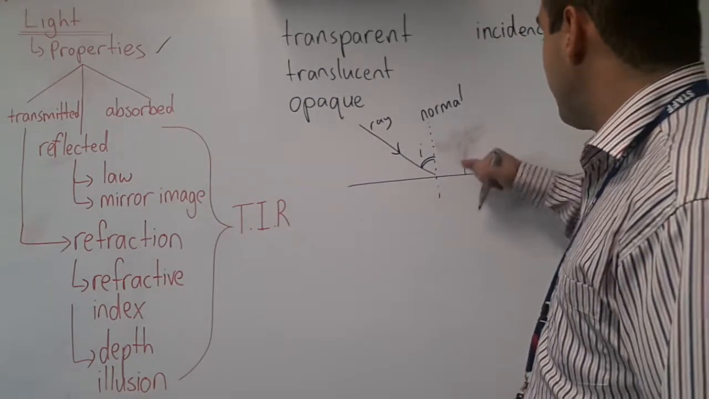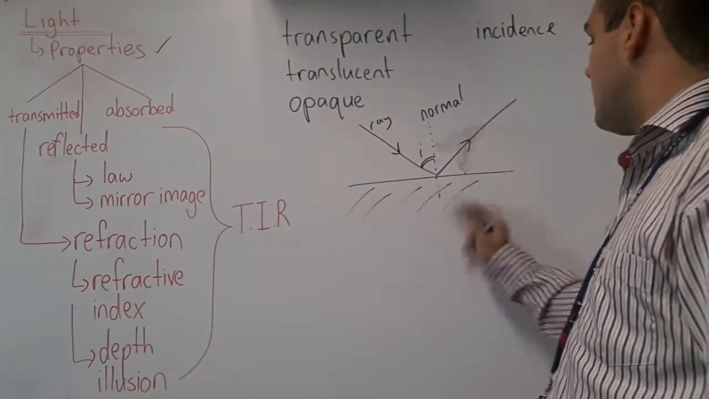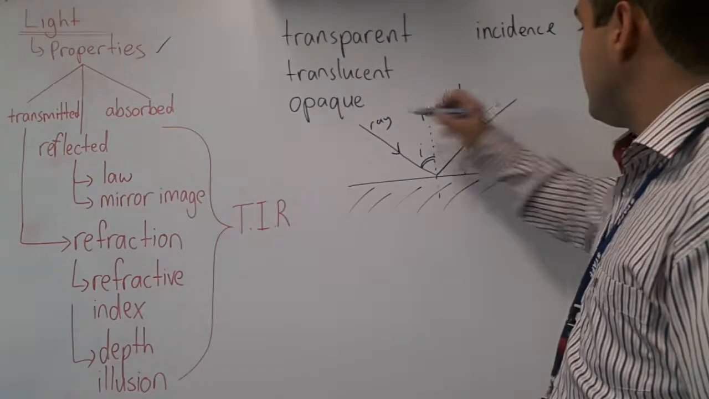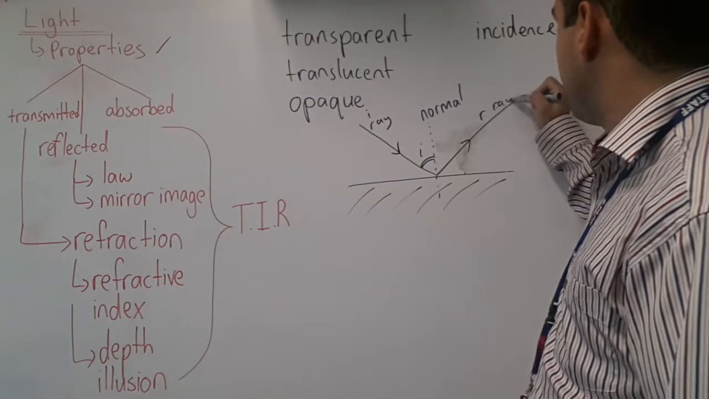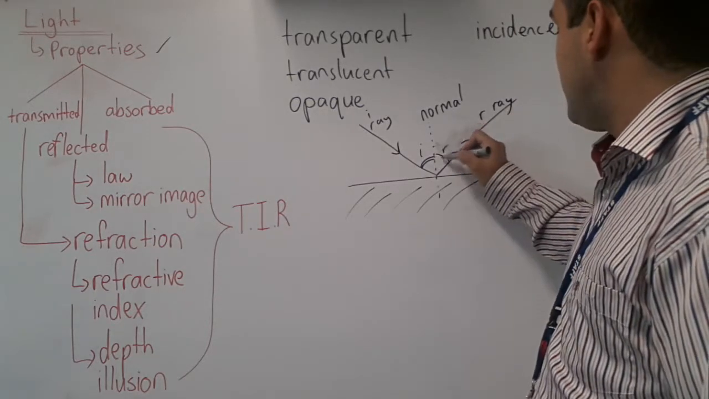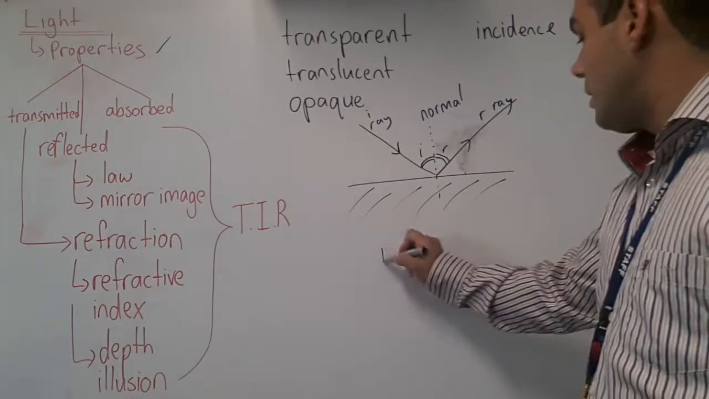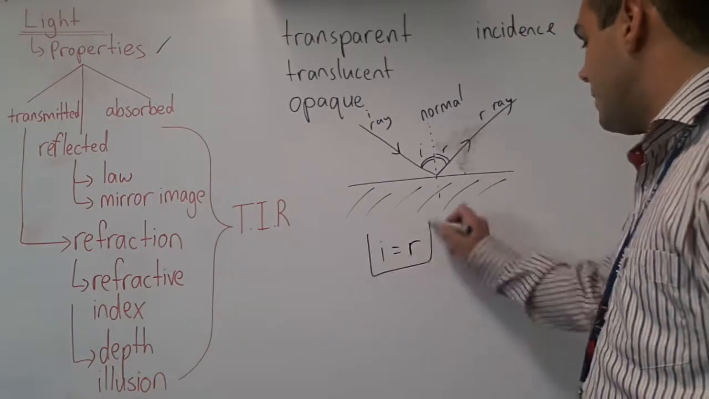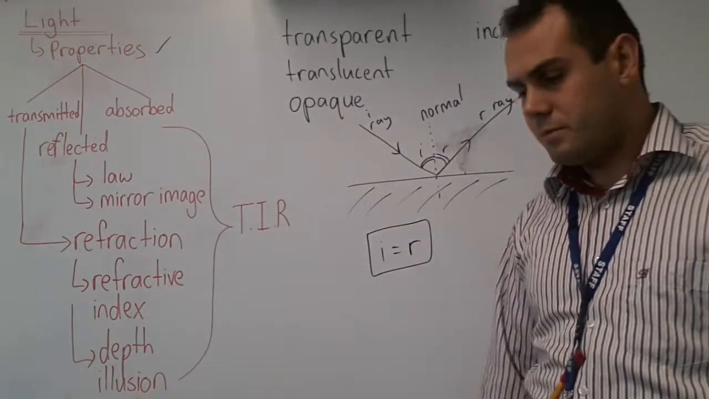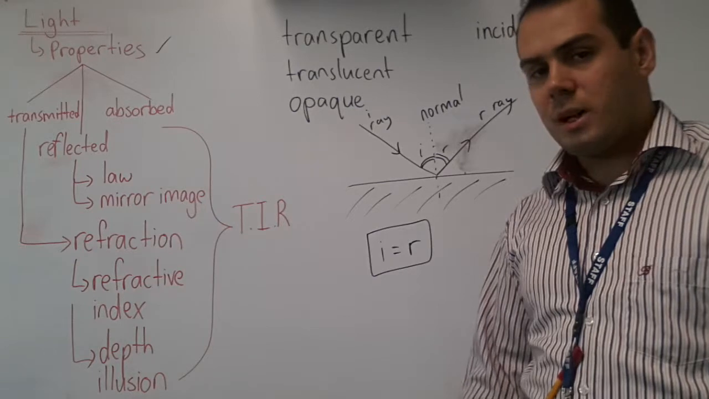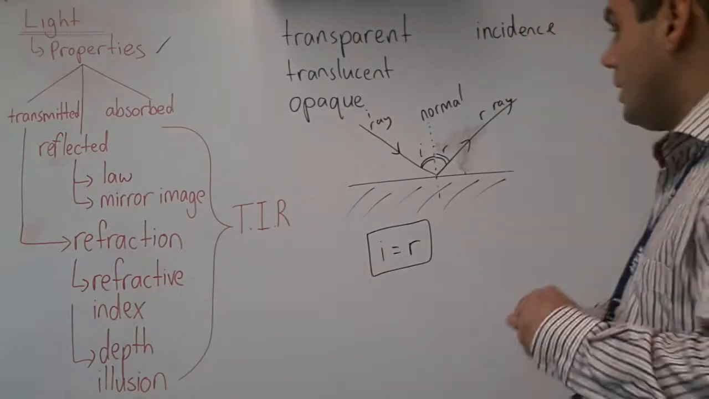And then you have the angle that the ray reflects off the surface. That's your surface. This ray, this is the incident ray, and this is the reflected ray. So we call this angle R. And the law of reflection just says that I equals R. So this angle here is going to equal that angle there if you have a flat surface. It's not too hard. It's just the incident angle is equal to the reflected angle.